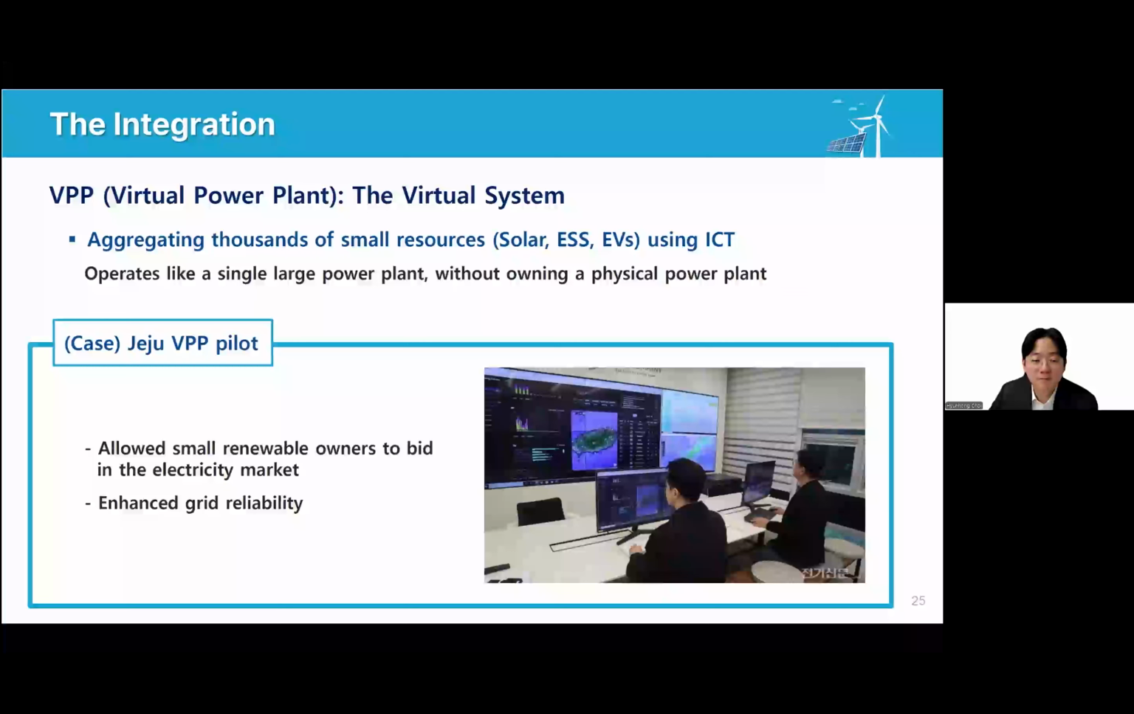And the second is the VPP, or virtual power plant. This system aggregates thousands of small resources like solar, ESS, and EVs using information and communication technology. It is called a virtual power plant as it operates like a single large power plant without actually building a physical power plant. The Jeju VPP pilot project is the most representative case, which allowed small renewable owners to bid in the electricity market, enhancing overall grid reliability.